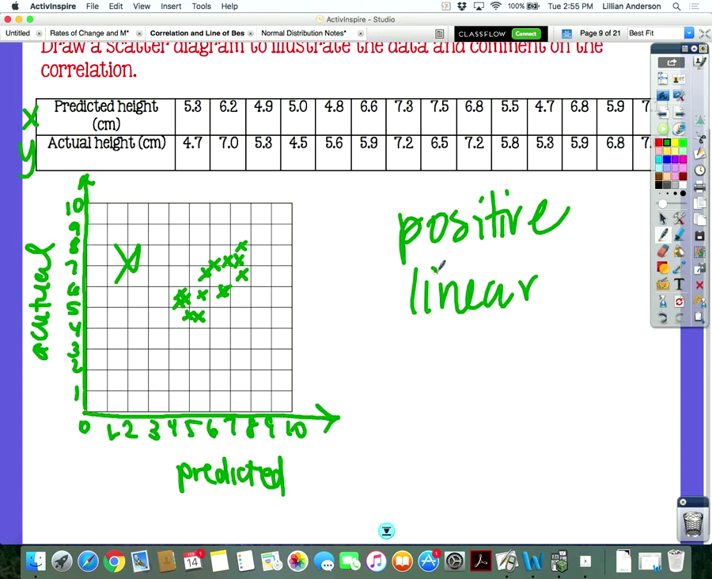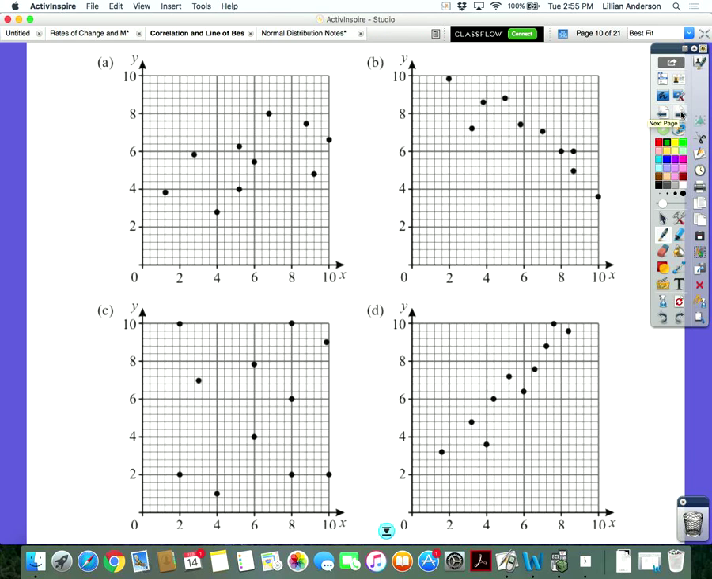Yours would actually still be considered moderate, because if you're wondering whether it's going to be weak or moderate, draw a line through your data. If your data is still pretty close to that line, maybe not right on it, but close, then it's moderate. But if your data is sitting somewhere out here, then you say it's weak. Does that make sense? Okay, cool.